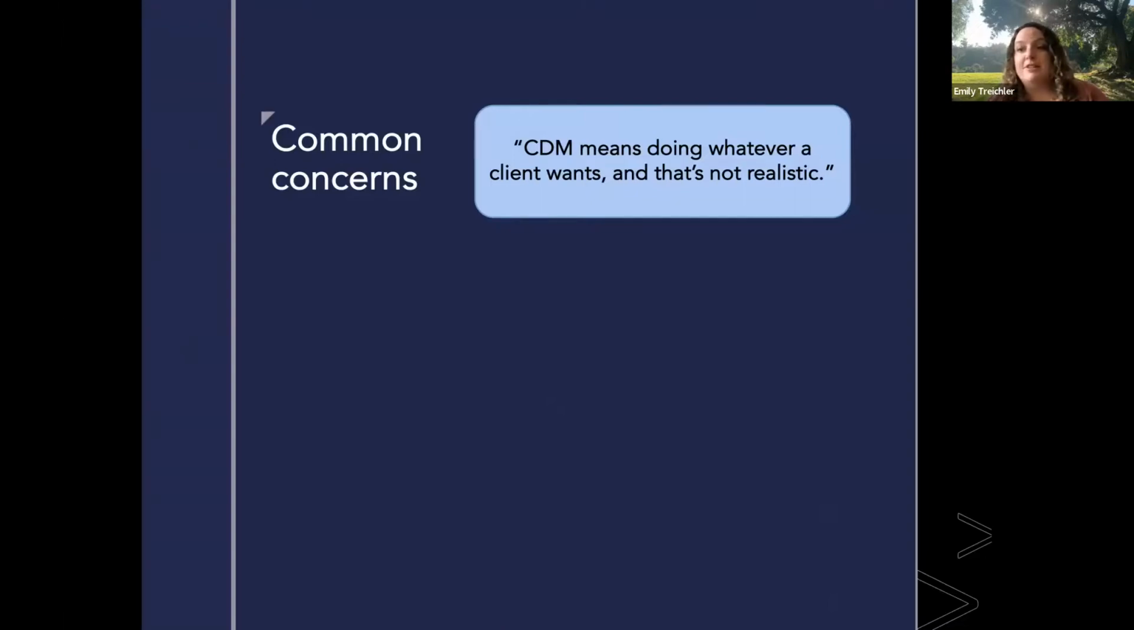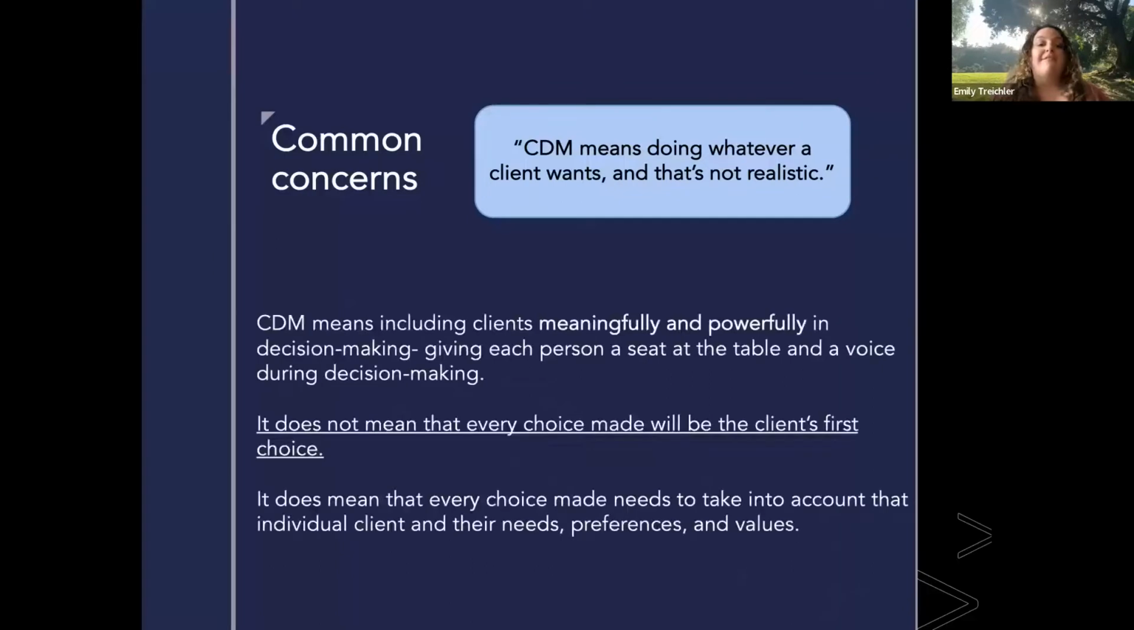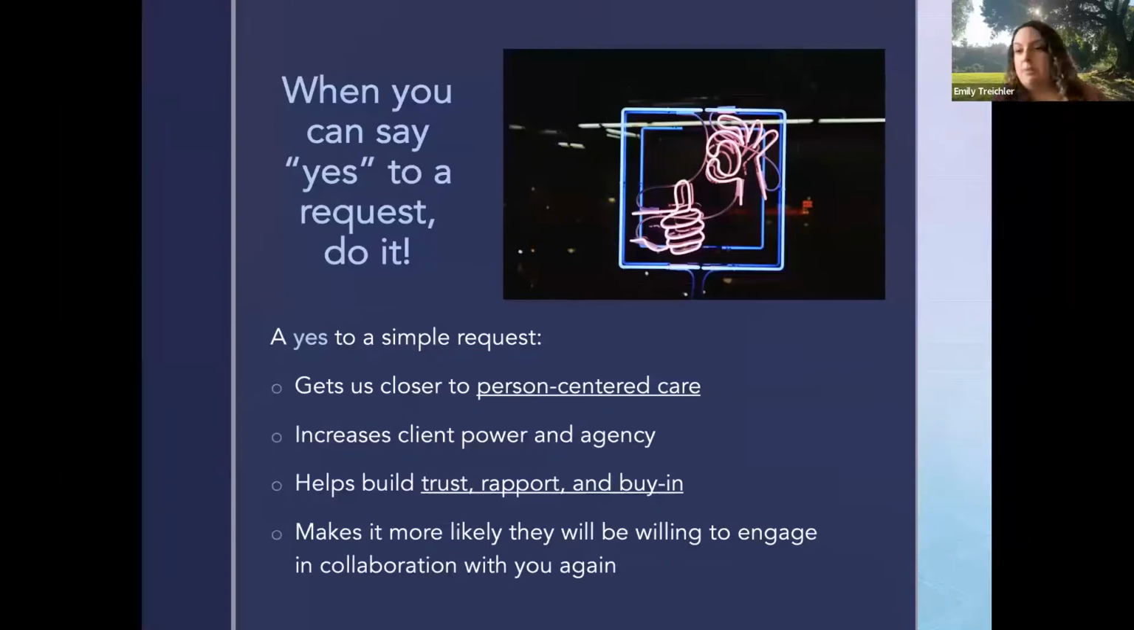And that's not realistic. That doesn't work in a real world setting. And you're right, if that's what we were doing, that would not be realistic. What we want to do is include clients meaningfully and powerfully. That doesn't mean that every choice is going to be a client's first choice. It means that they have a real vote, a real seat at the table, and are a real participant in that decision-making process, and that the final decision is intended to align to that person, to their needs, to their values, to their preferences. So here are my suggestions about how we do this.